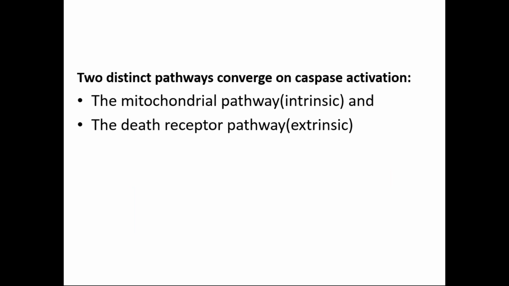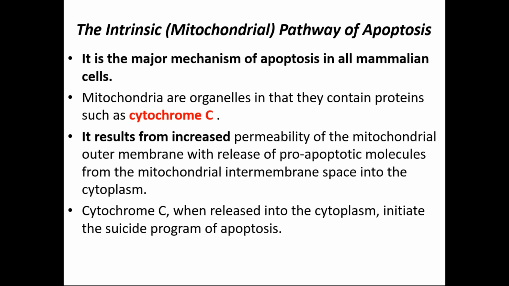So there are two distinct pathways for apoptosis, and these main pathways converge on caspase activation. Caspase activation is the major step involved in apoptosis. The two major pathways are the intrinsic pathway and the extrinsic pathway. The intrinsic pathway is also known as the mitochondrial pathway, whereas the extrinsic pathway is also known as the death receptor pathway. The intrinsic or mitochondrial pathway is a major mechanism of apoptosis in all mammalian cells. Mitochondria are the major organelles involved in this apoptosis.